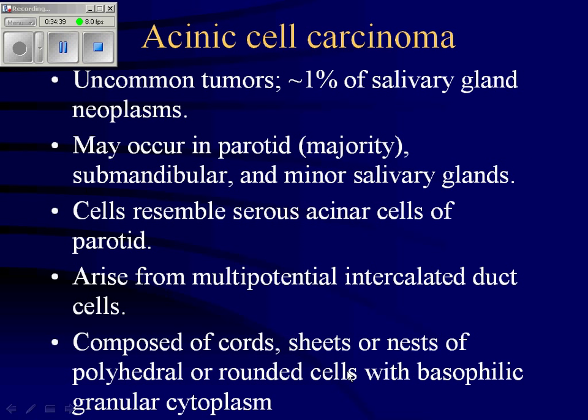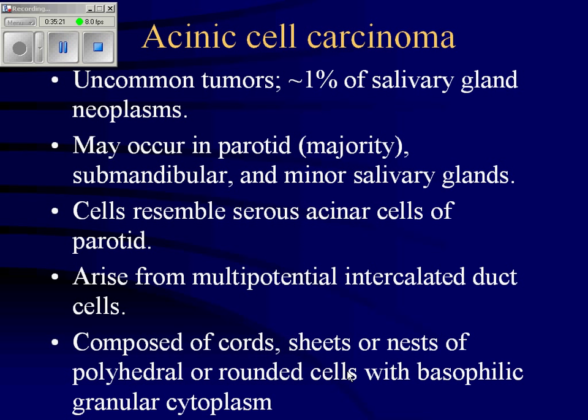And acinic cell carcinoma is uncommon, but not too uncommon. I've seen several cases. It runs about 1% of all salivary gland neoplasms. Again, the majority occur in the parotid. But the cells here resemble the serous acinar cells of the parotid, and it can be very tricky on cytology to tell these apart. Usually you just have more cells than you'd expect to see. That's a big hint. And they can arise from multipotential intercalated duct cells. So that's the cells, actually not the acini themselves, but the cells, the ducts right there next to the acini.